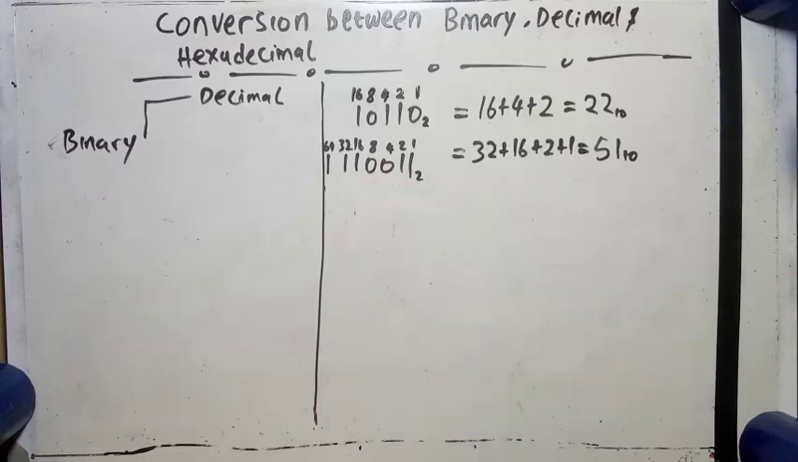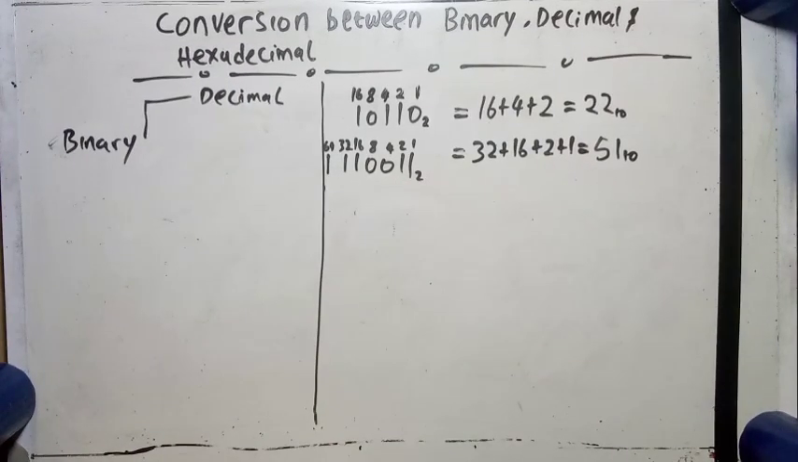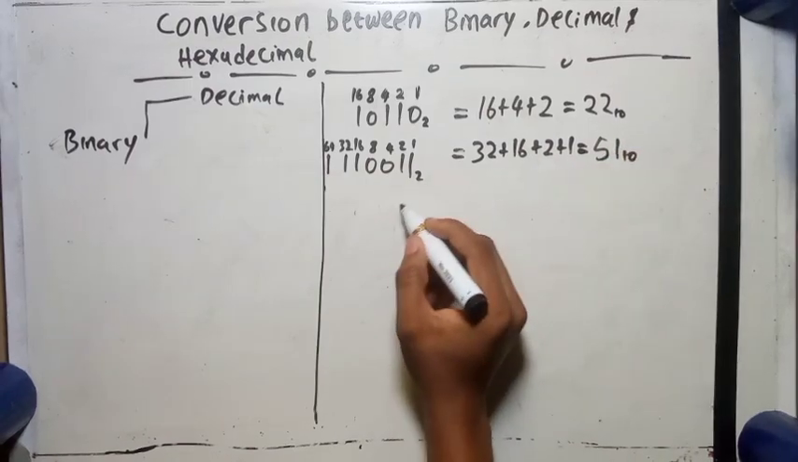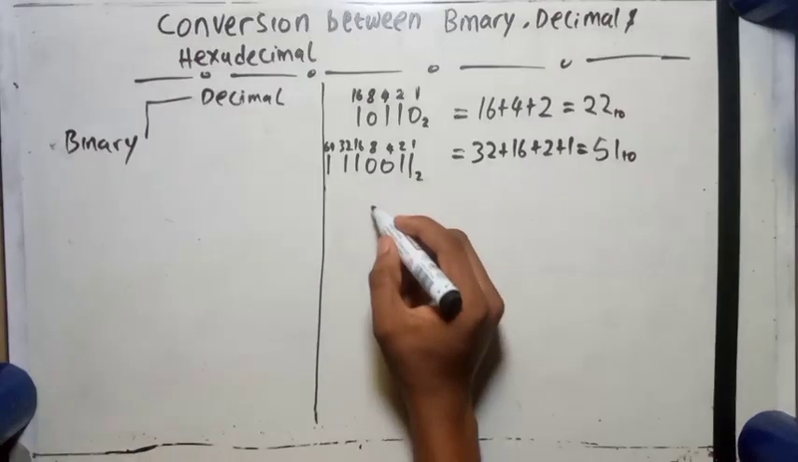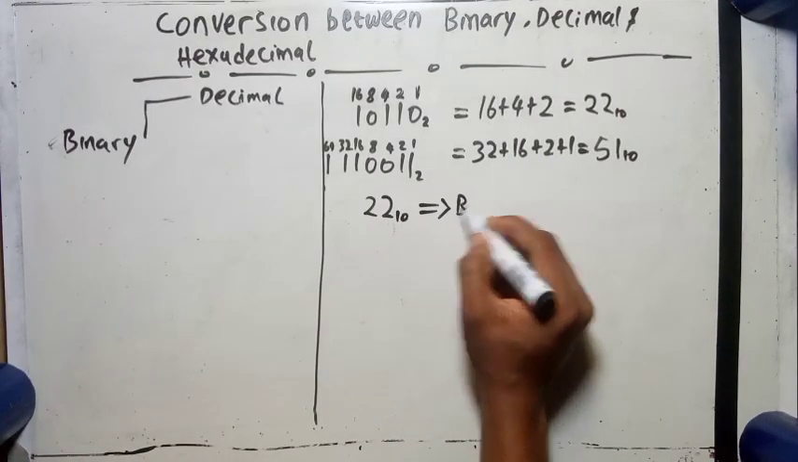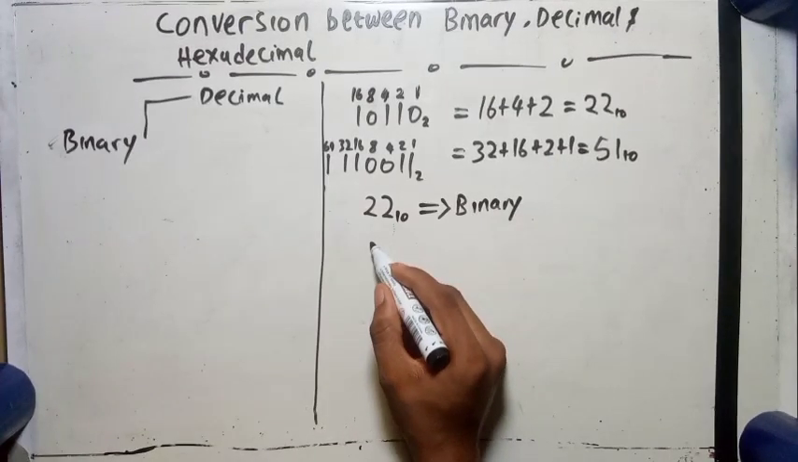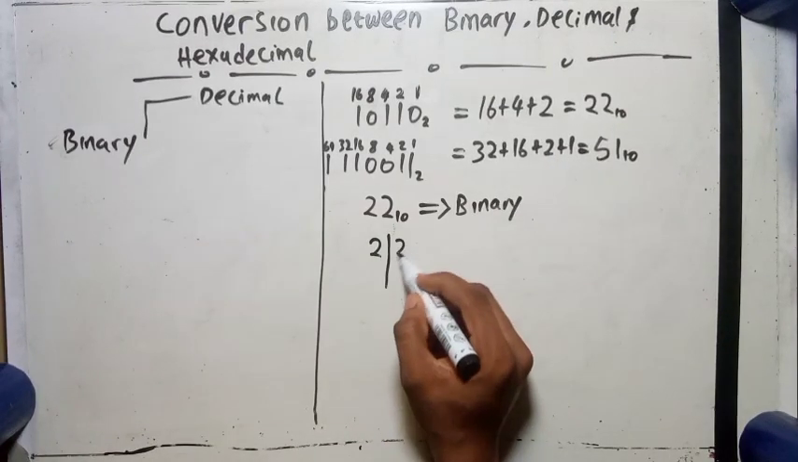Now we have done from binary to decimal. What if you are given from decimal and want to convert to binary? How do you do that? So from the first example given to us, we were trying to get 22 in base 10 to binary. Right? So we're going to be having what? Binary is what? 2.